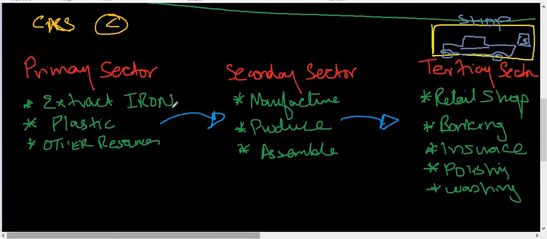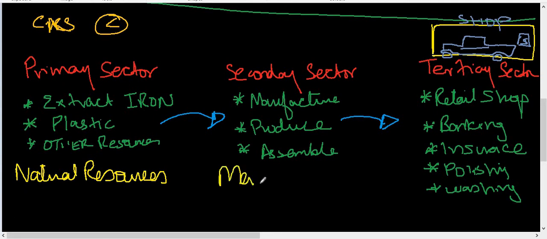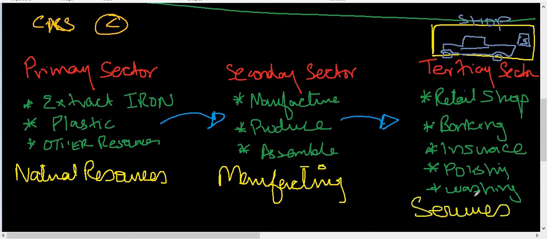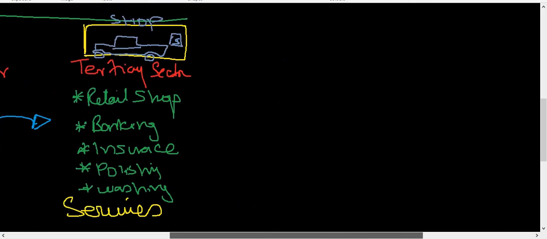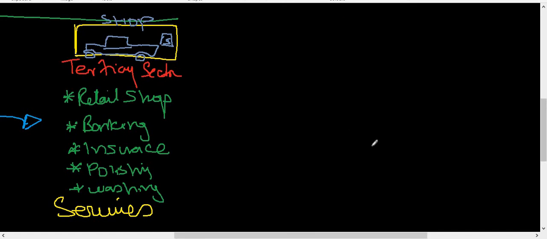So what we have discussed is the primary sector. Again, very quickly, the most important part we need to discuss about these sectors is that the primary sector deals with natural resources, the secondary sector deals with manufacturing, and the tertiary sector deals with services. I will quickly take you through the definition of these sectors so it's easy for you to further understand.